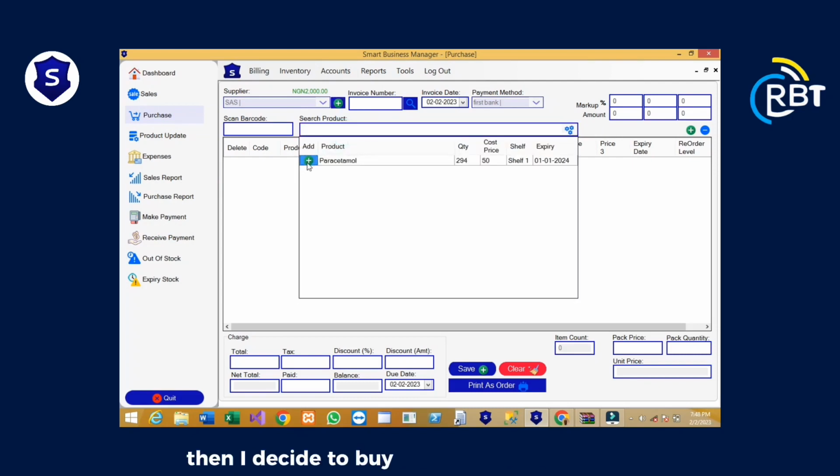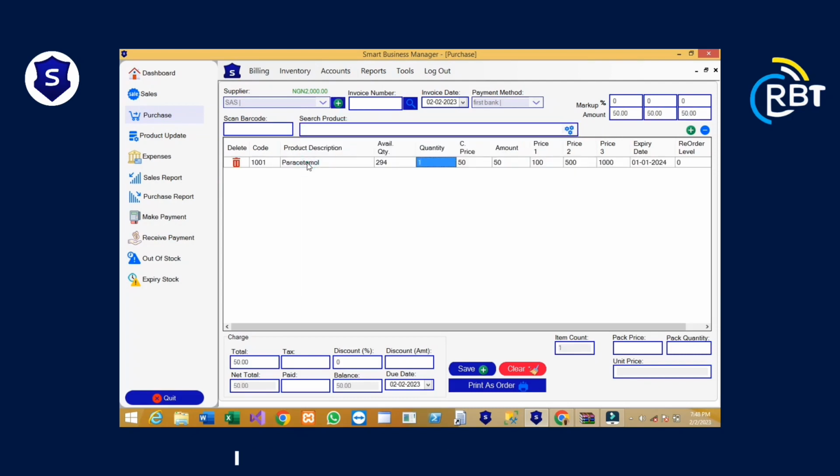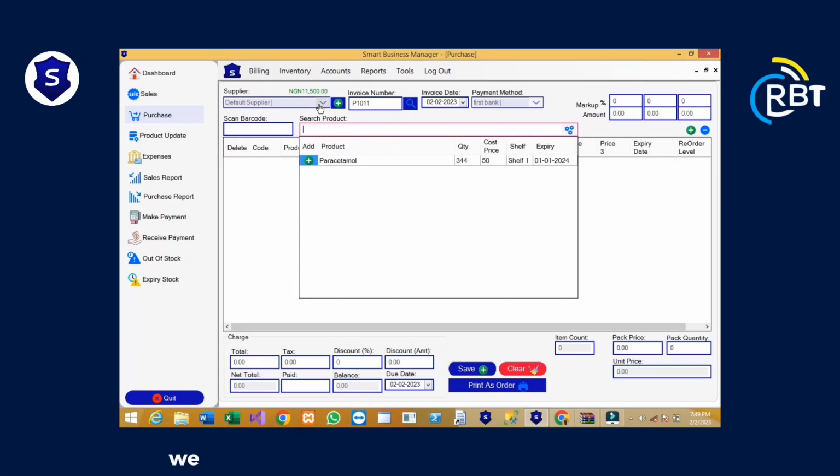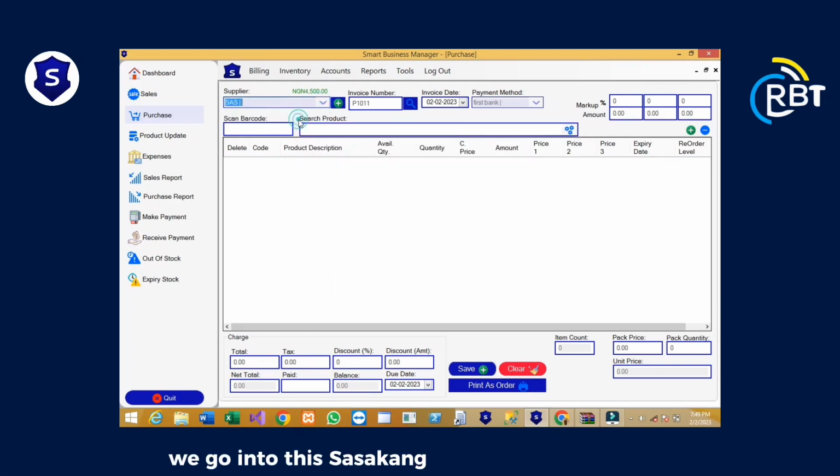Then I decide to buy my favorite paracetamol. I buy quantity 50, that is 2,500, and I decide not to pay. The same thing that happened in my sales. I save this. Now imagine I did not pay. Of course this money will go into this SAS account: 2,000 plus 2,500, that's 4,500.